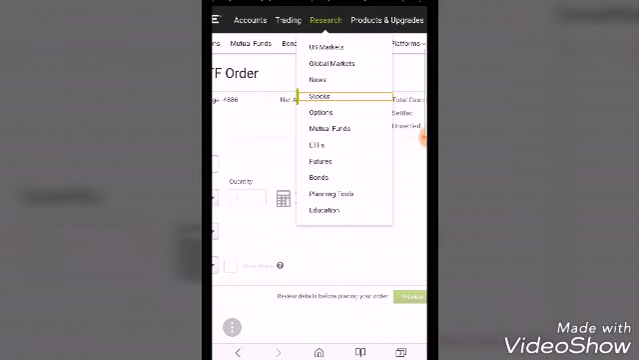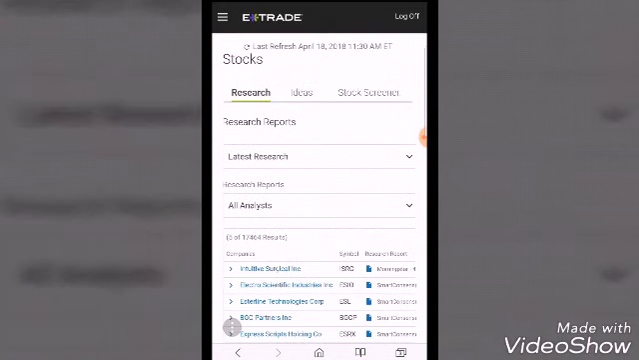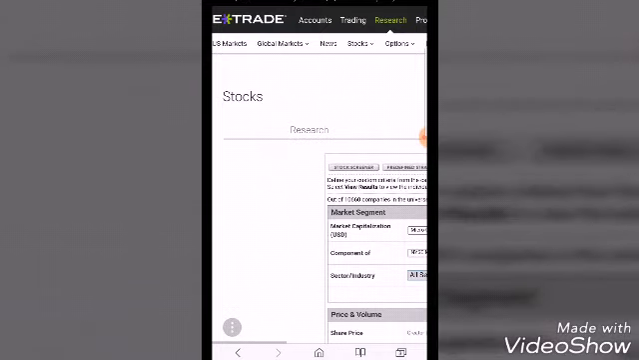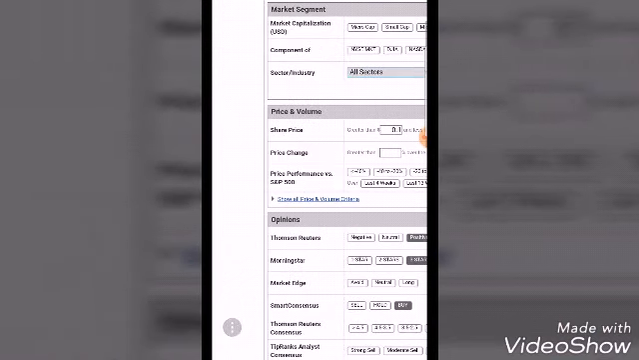Okay, so we hit stocks. I'm just waiting. It's taking a minute to load. Okay, and then you're going to go to Stock Screener. And in this screener, you can put in whatever you want your preferences to be. For me, I had already gone through and put some things in there.